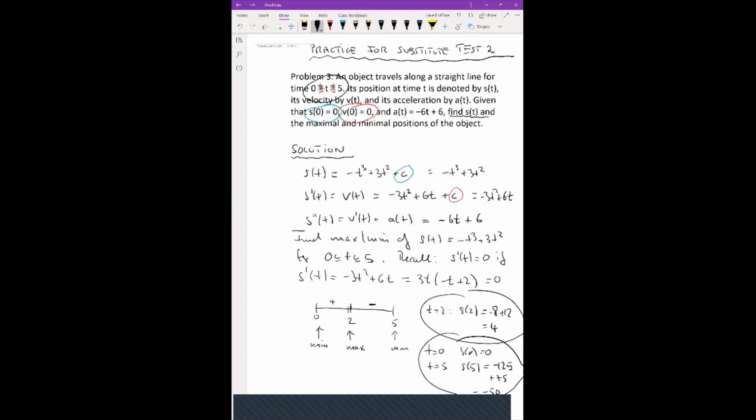It's a position, velocity, acceleration problem, where the only thing you really have to know is how they are connected, that velocity is the derivative of position and acceleration is the derivative of velocity.